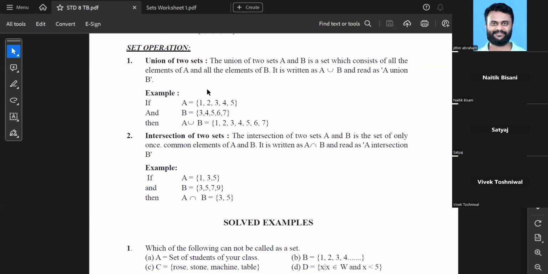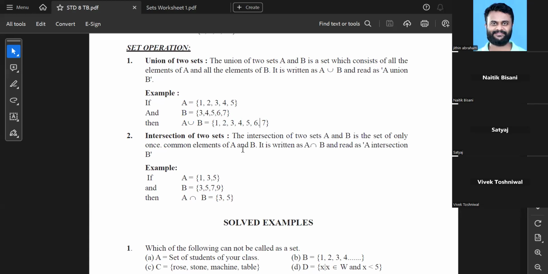While operating on two different sets, there are two types of operation we must know. One is union. Union means combination. For example, if there are two sets, 1, 2, 3, 4, 5 and 3, 4, 5, 6, 7, then A union B must comprise all the elements in A as well as B. उसके अलावा कोई extra element होना भी नहीं चाहिए उसमें. No element should be missed. No extra element should be there.